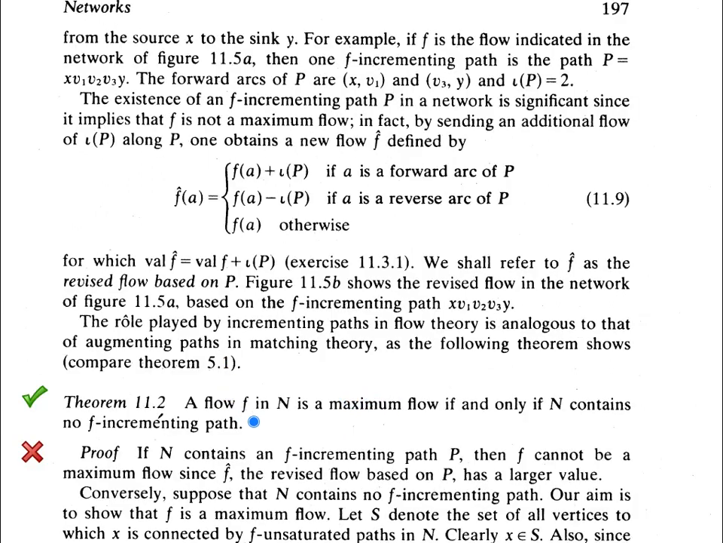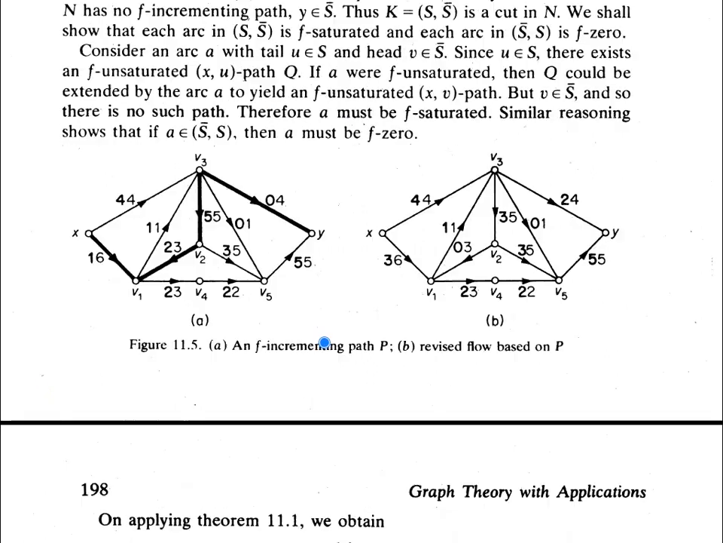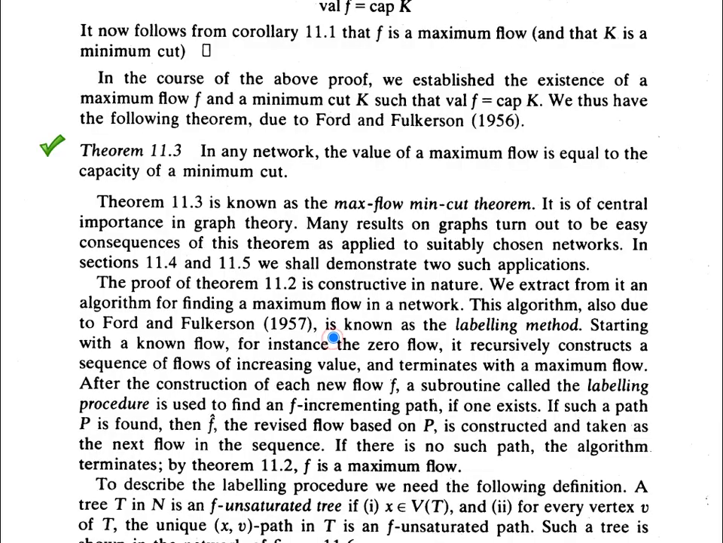Theorem: a flow is a maximum flow if and only if the network contains no F incrementing path, such a path as we said. And in any network, the value of a maximum flow is equal to the capacity of a minimum cut. And now how do we do? The labeling procedure is like this.